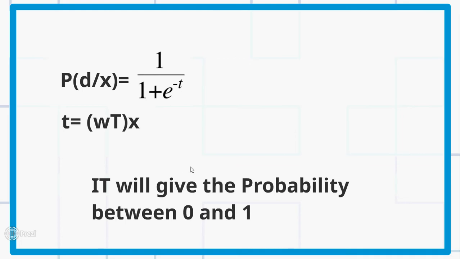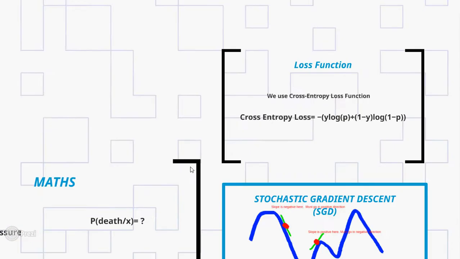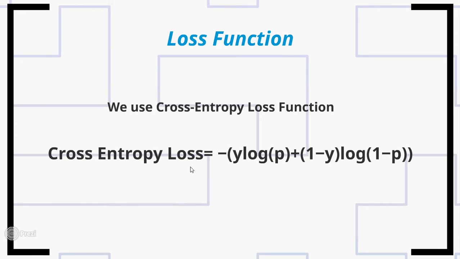So now let's have a look at the loss function that we will use with logistic regression. In my previous video about linear regression, I used mean square error as my loss function. But we cannot use that same loss function here, as it does not perform well with logistic regression. So we use cross entropy as our loss function. It measures the performance of a classification model whose output is a probability value between 0 and 1. Cross entropy loss increases as the predicted probability diverges from the actual label. And this represents the formula for the cross entropy loss function.